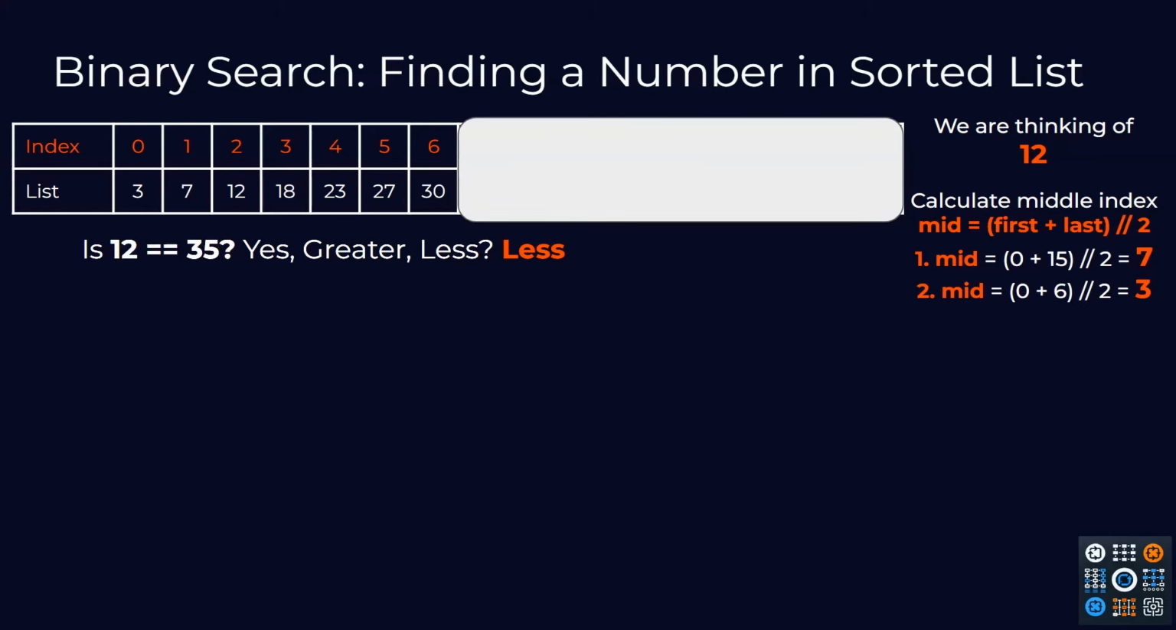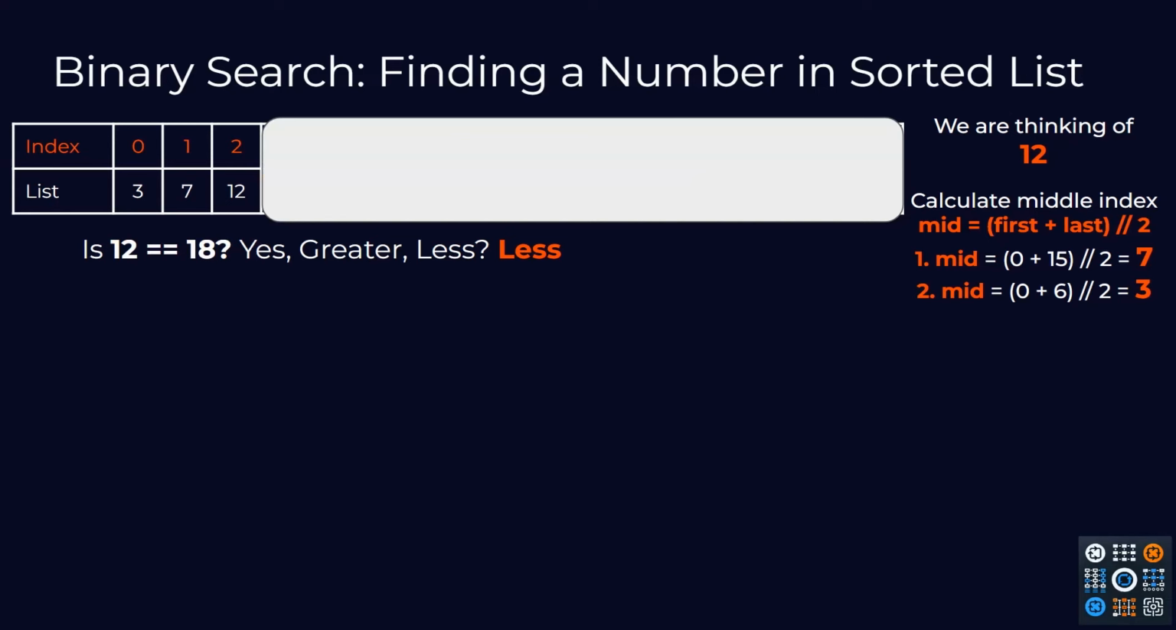We calculate the new middle index, which is 3. The element at index 3 is 18. Since 12 is less than 18, we again move to the left half of the remaining list. Now our range becomes from index 0 to 2.